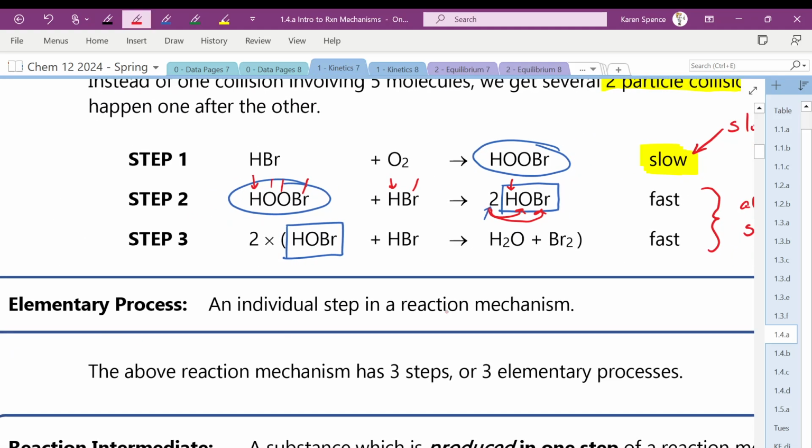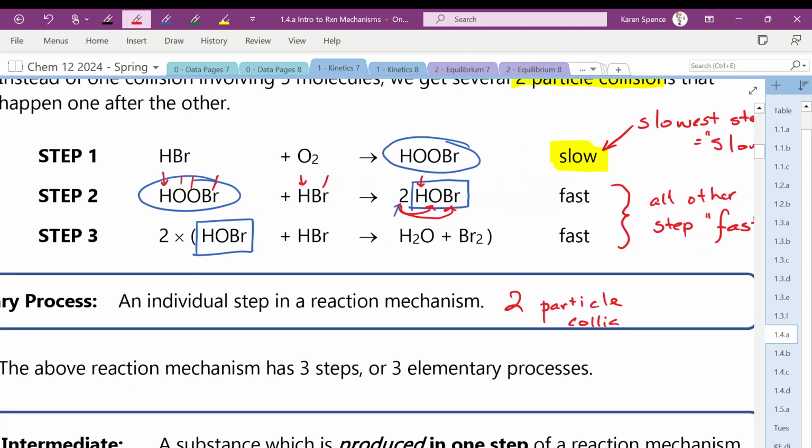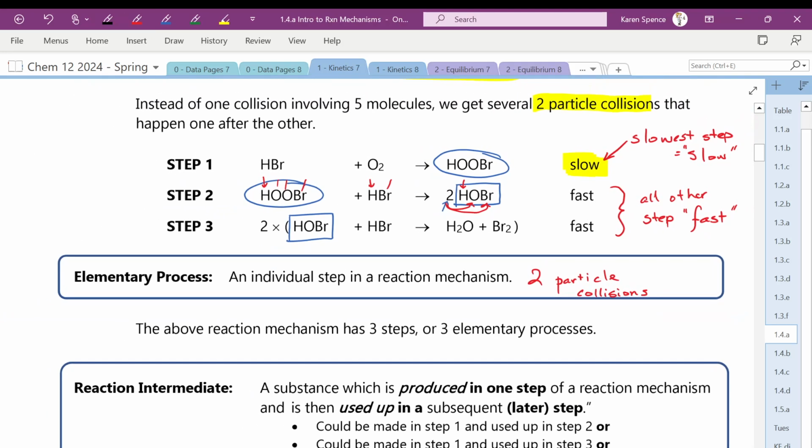Okay, an elementary process is any individual step in a reaction mechanism, and they are 2 particle collisions. So the above reaction mechanism, this whole thing all together, what's it called? The reaction mechanism. This reaction mechanism has 3 steps. It has 3 elementary processes.